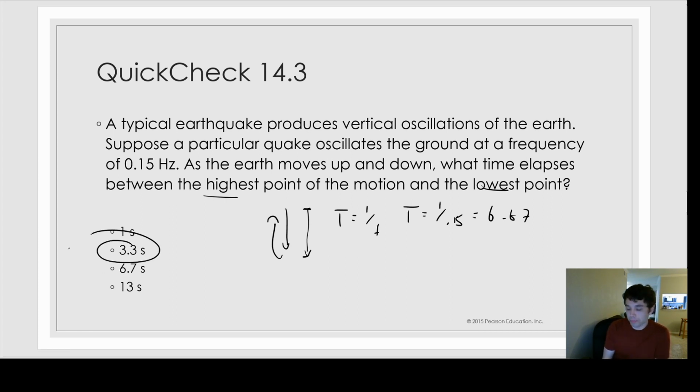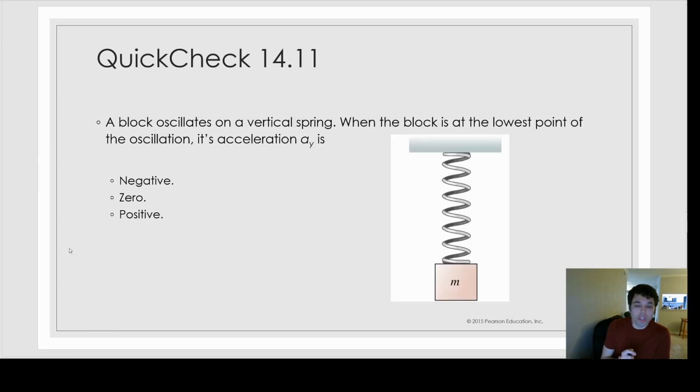Hope that makes sense. Next one: a block oscillates on a vertical spring. When the block is at its lowest point of the oscillation, its acceleration a_y, for the vertical plane, is in which direction? Is it negative, in other words down? Is there 0 acceleration, or is the acceleration positive? All right, so pause, get an answer.